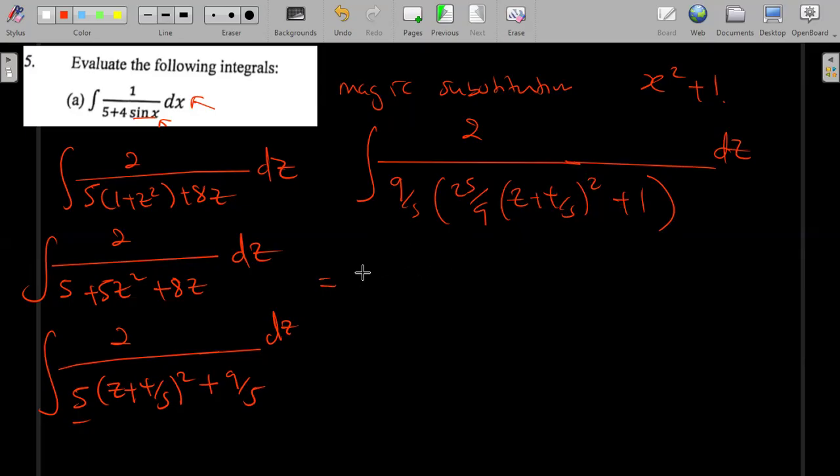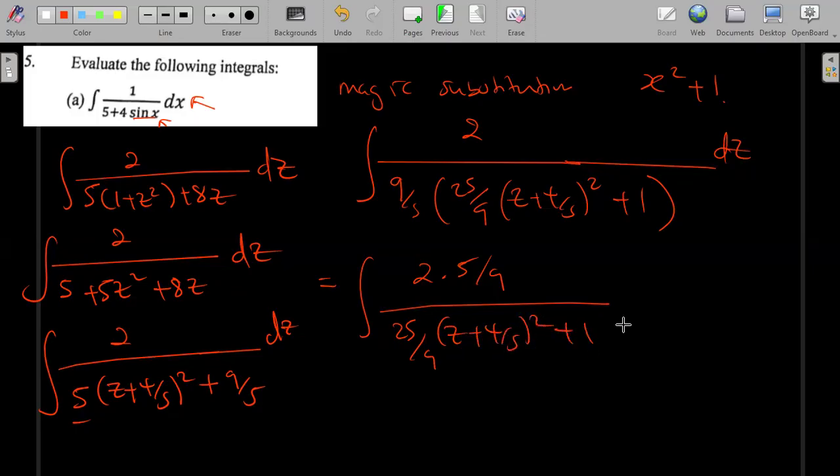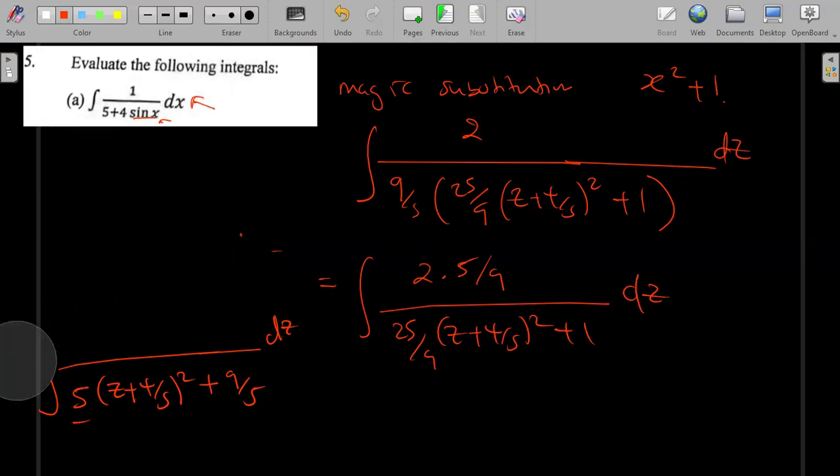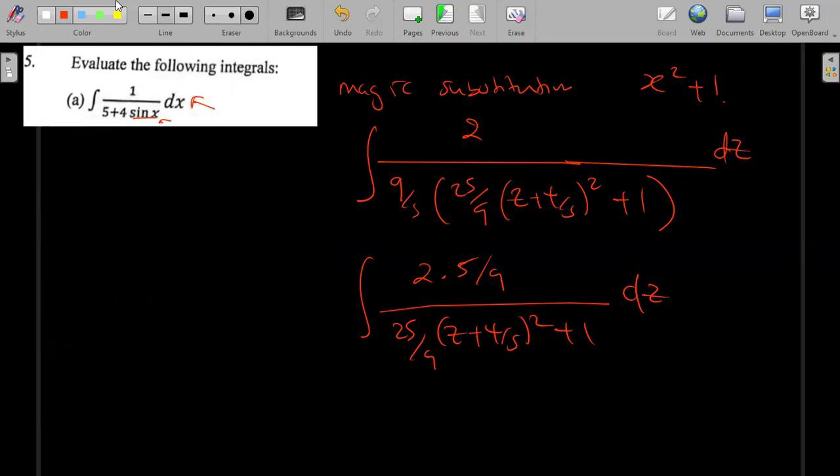Then from here, I see that I can multiply. This 9 over 5 is the same as writing 5 over 9 in the numerator. So this is multiplying with the 5 over 9 there. Then I'm just going to remain with 25 over 9, then of course z plus 4 over 5 squared plus 1. Then my dz is going to go there. Okay, then what do we do from here?